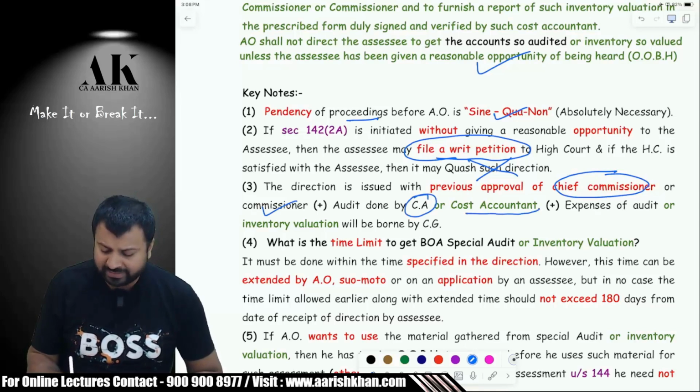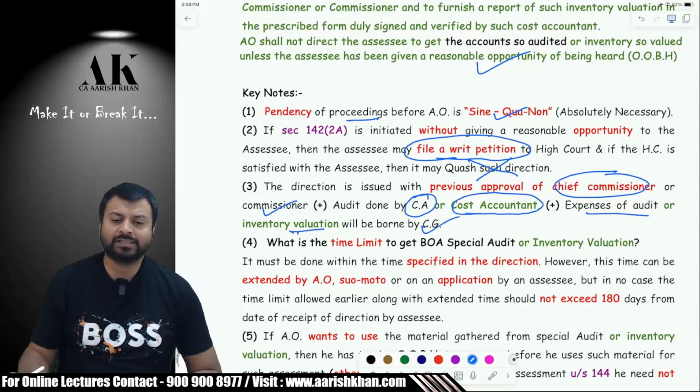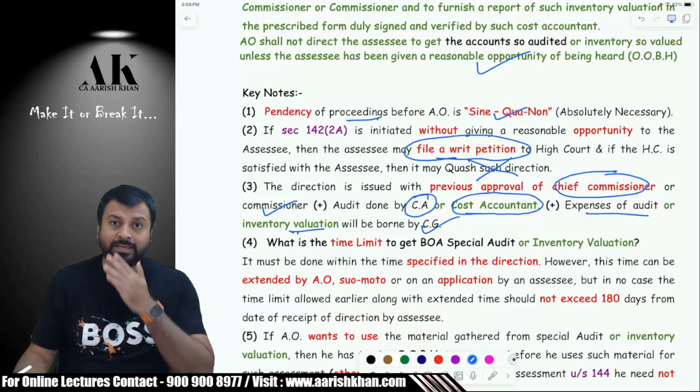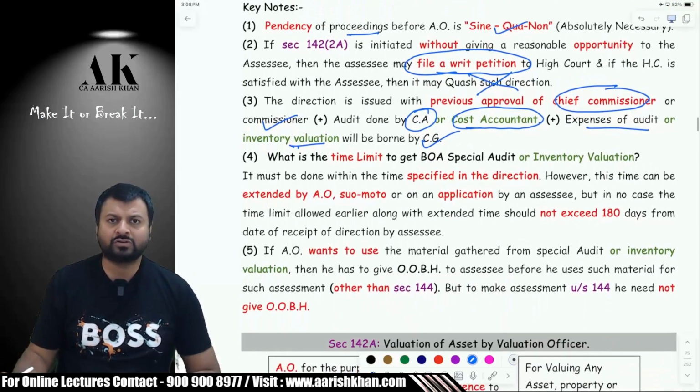The valuation of inventory will be done by the cost accountant, and the expenses of audit and inventory valuation will be borne by the central government only. The assessee is not going to bear the expenses. It is going to be borne by the central government only. Be very careful.